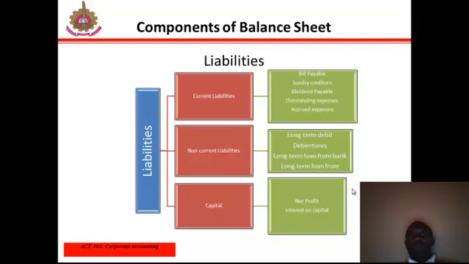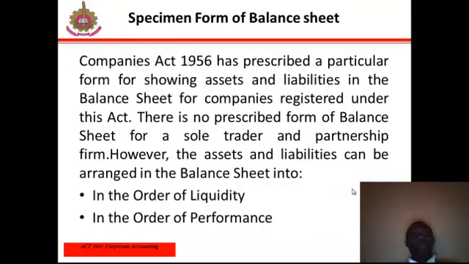Components of balance sheet. Under liabilities, we have current liabilities, non-current liabilities, and capital. Examples of current liabilities are bills payable, sundry creditors, dividend payable, outstanding expenses, accrued expenses. Under non-current liabilities, we have long-term debt, debentures, long-term loan from bank. Under capital, we have net profit, interest on capital.